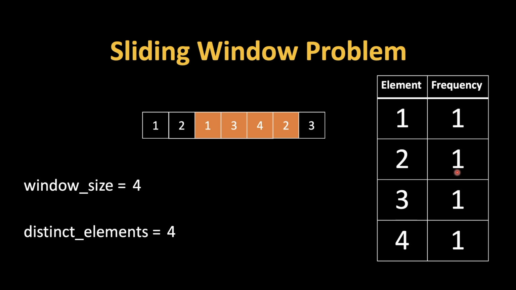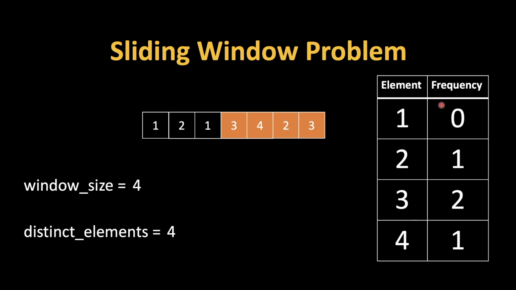Since the frequency is 1, what does it mean? It means we have one 2 in our window, so there is nothing to worry. But now comes an interesting case. We will again slide and we will take this 3 and increment its frequency. We will remove this element, that is 1, and if we remove it, we will also decrement the frequency of this in the hash map.